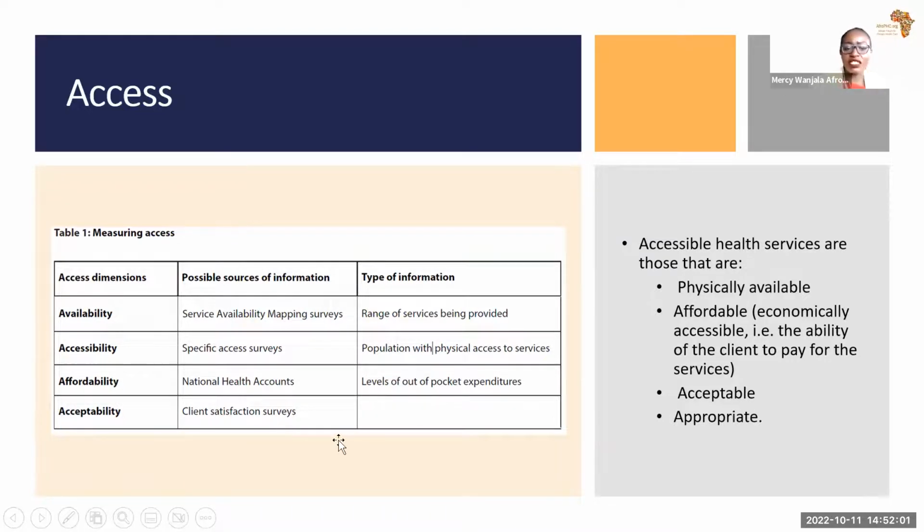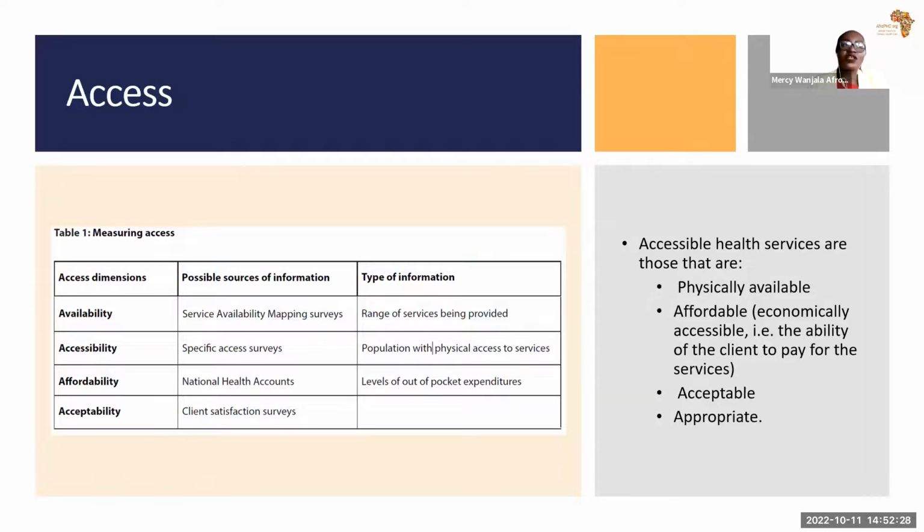Acceptability, the client satisfaction surveys and the examples that you've given earlier, those ones are very good to check acceptability, because I'll give you an example of COVID vaccination and why it was stalling in some countries. In countries where Islam is the predominant religion, men are not supposed to attend to female clients. So most of the vaccinators in these countries were male, and most of the women did not get the vaccine.